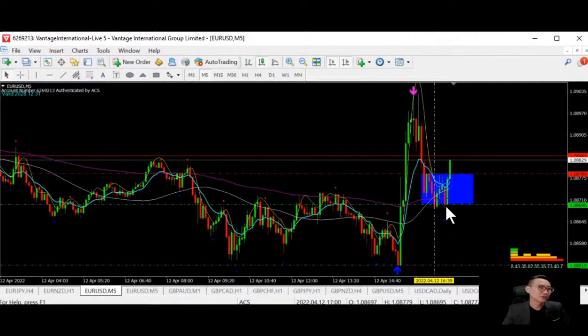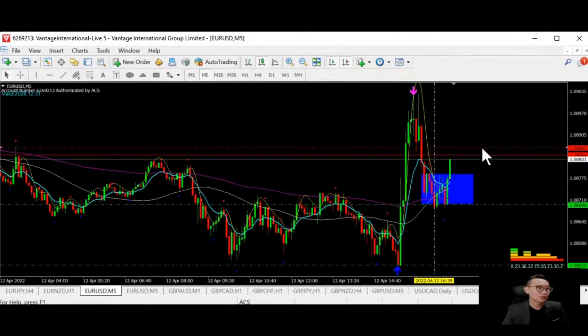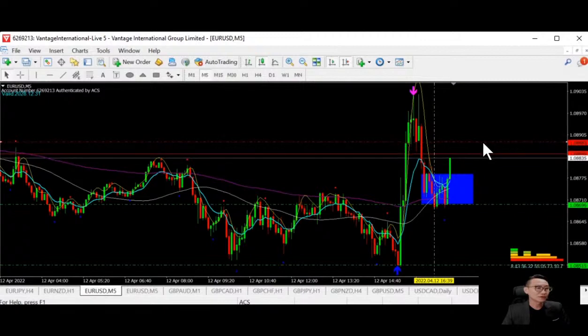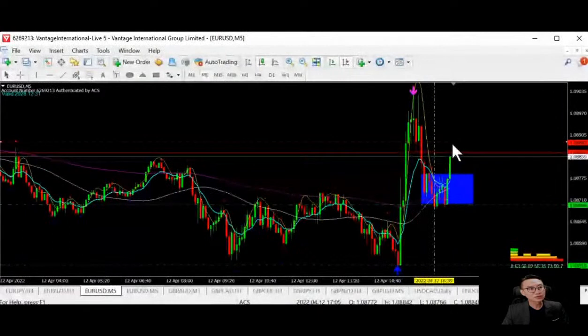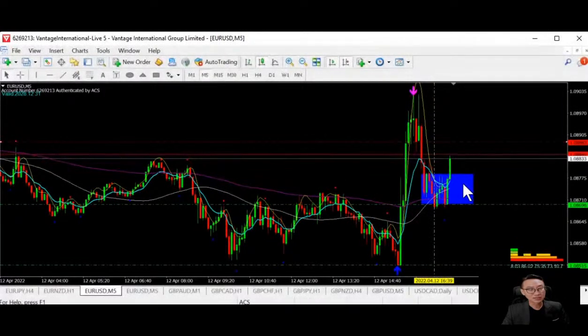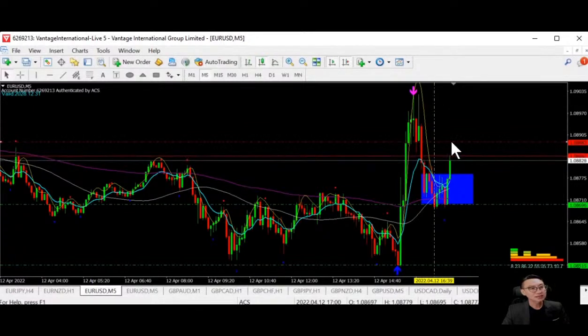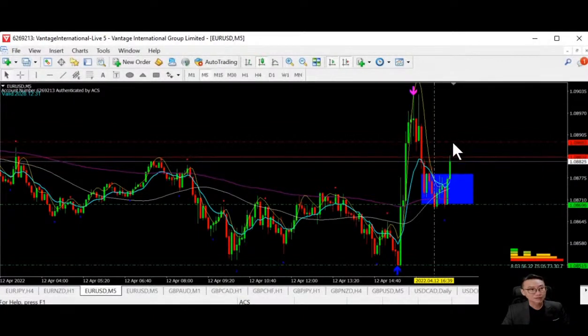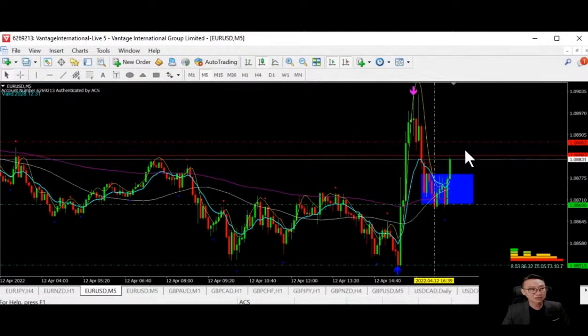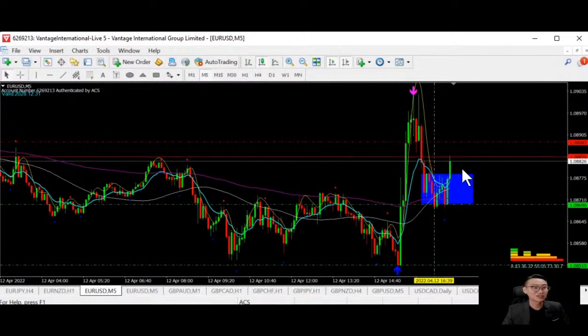For example, if it's going to be rejected over here, then there will be another retesting. What kind of situation are we looking out for in that retesting? Retesting to form a higher support. If after the retesting it forms a higher support, that means it's no good.